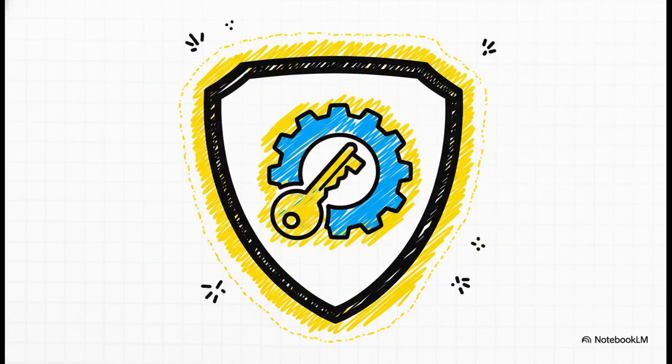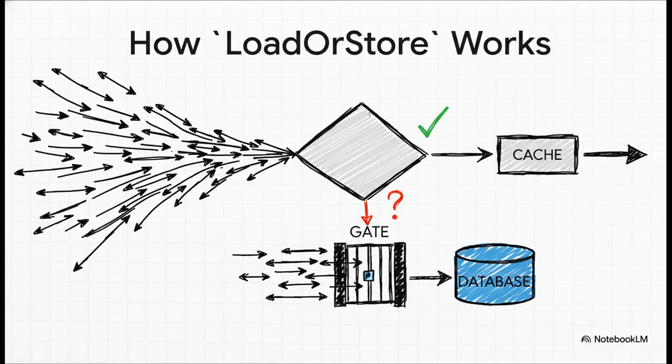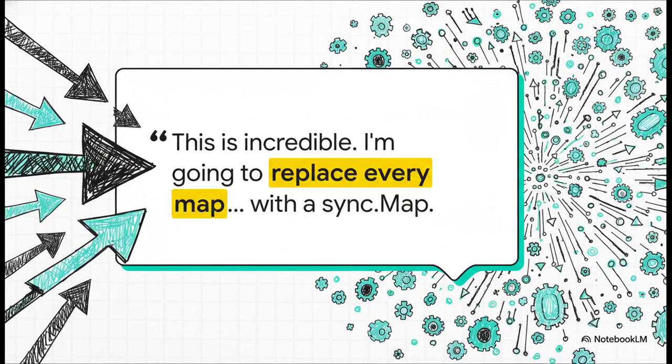And this is where sync.Map has a superpower. It's a special atomic method called LoadOrStore. This makes sure that only one of those requests actually hits the database to fill the cache. Just one. Seeing this, you might be thinking, wow, I'm going to replace every map with a sync.Map.